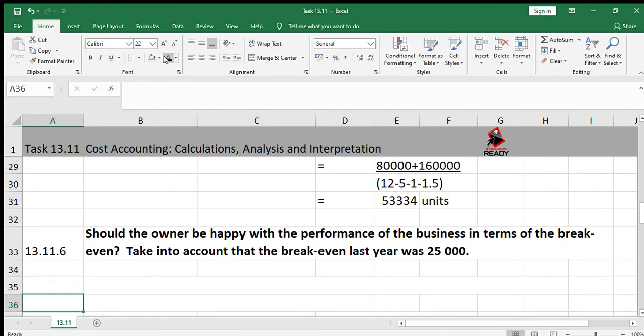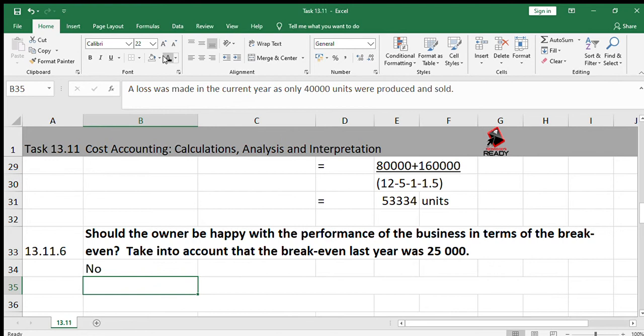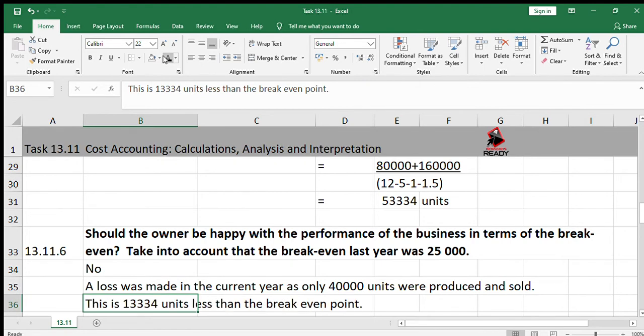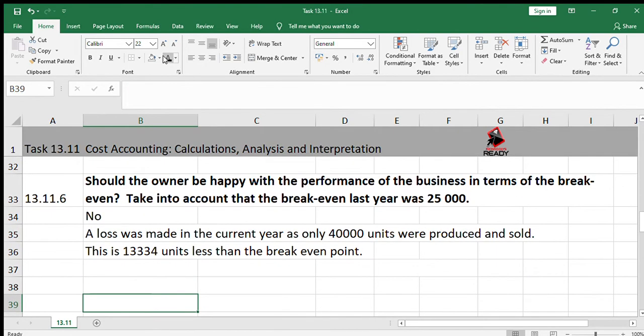Okay, in 13.11.6, should the owner be happy with the performance of the business in terms of the break-even? Take into account that the break-even last year was 25,000. And this year the break-even is 53,000. So the break-even point is actually increased. That's never a good sign. Also, they've only made 40,000 units. So the owner should not be satisfied with the performance. A loss was made in the current year as only 40,000 units were produced and sold. This is 13,334 units less than the break-even point.